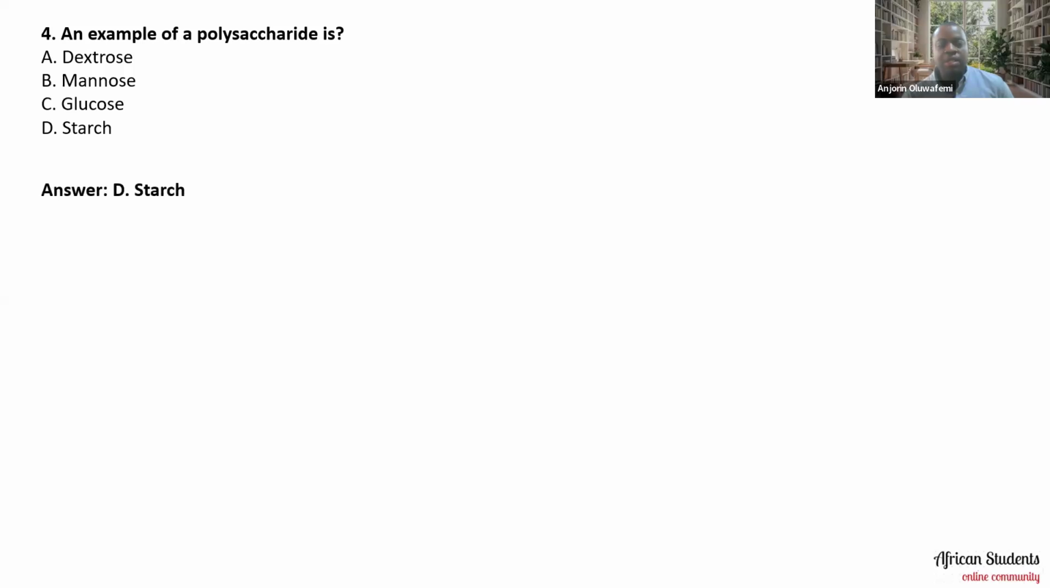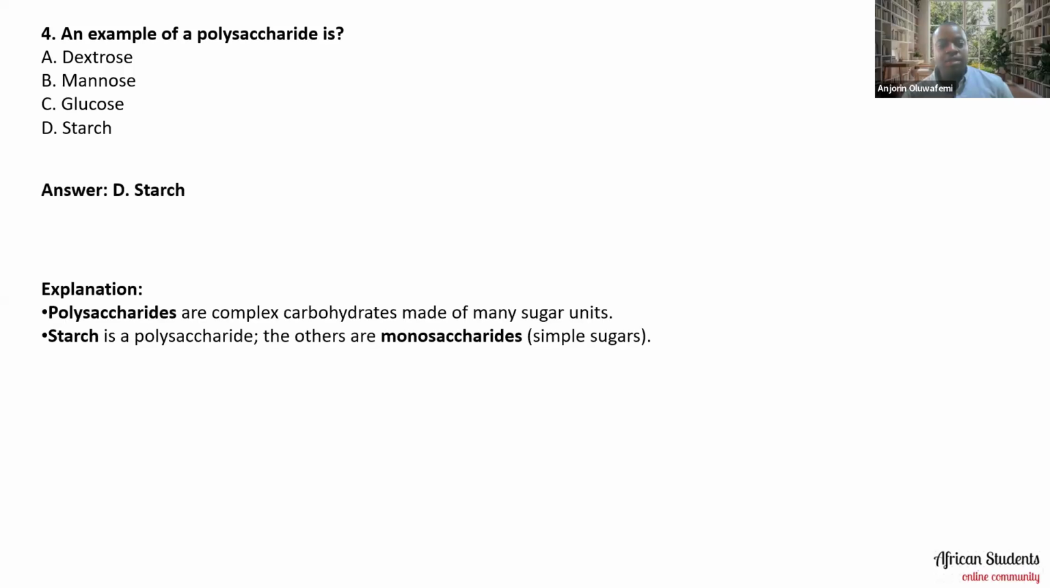Okay. The fourth question says, an example of a polysaccharide is A, dextrose, B, mannose, C, glucose, D, starch. The right answer is starch. And the reason is because polysaccharides are complex carbohydrates made up of many sugar units. Starch is a polysaccharide. The others are monosaccharides, that is, simple sugars.